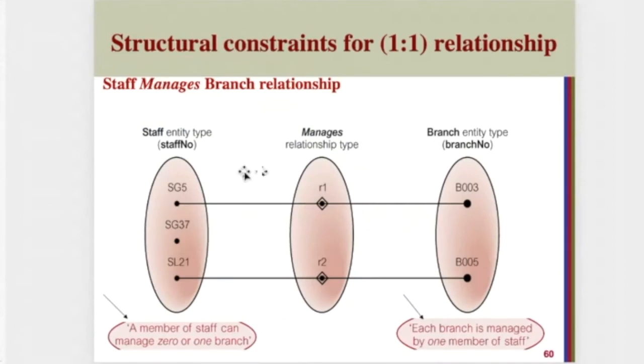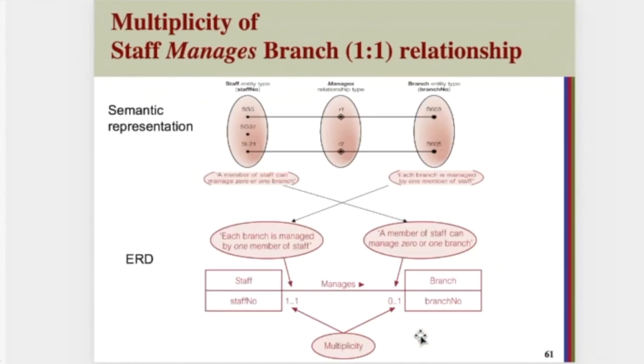First of all, we should make a semantic net, and then we should write the description of the relationship from left to right, yani from staff to branch, and then from branch to staff. This description should start with A or each. You write A, you write each, it depends upon your language, doesn't matter. Then we will convert it to our ER diagram.